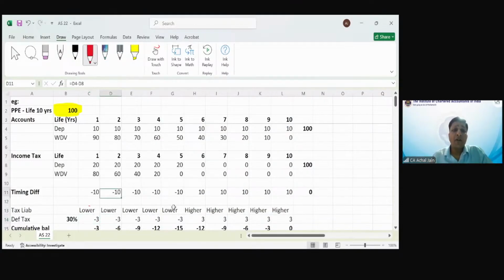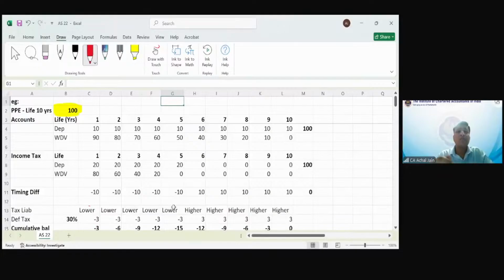Now, moving on to second year. Here again, as per books, depreciation amount is 10, but income tax says you consider 20. So here again, my tax liability will be lower. I'll pay lower tax in the second year again. The same thing will continue in third year, same thing will continue in fourth year, up to fifth year.